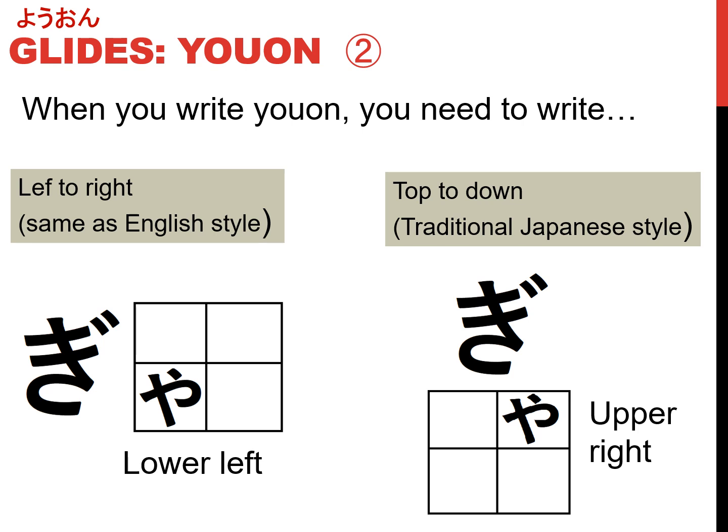Horizontal writing means writing from left to right, like English. When doing so, yoon is written at the bottom left of the rectangle. Vertical writing is another way of writing Japanese and means writing from top to bottom. When doing so, yoon is written at the top right of the rectangle. The key point is that yoon is always located at the bottom right of the main character.